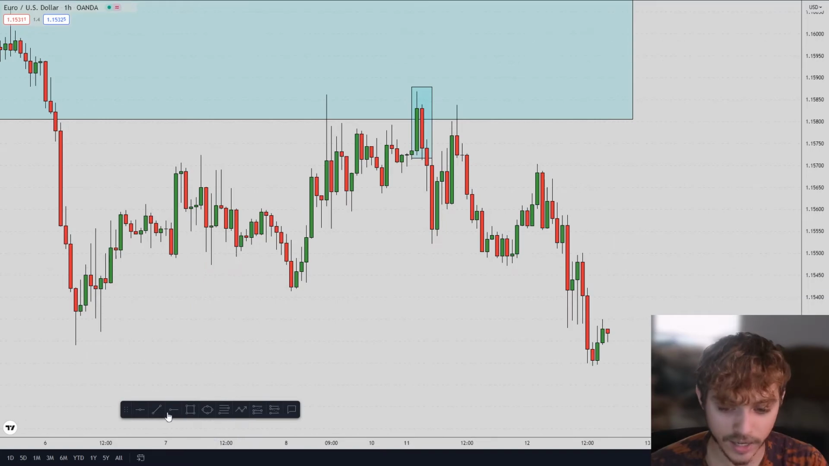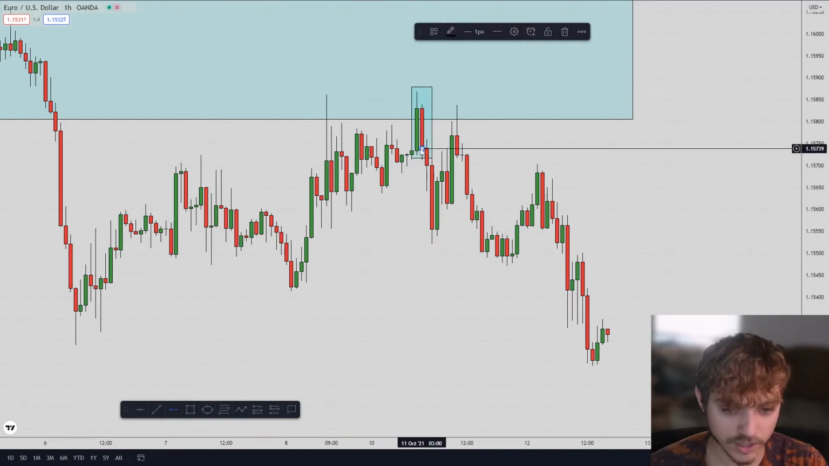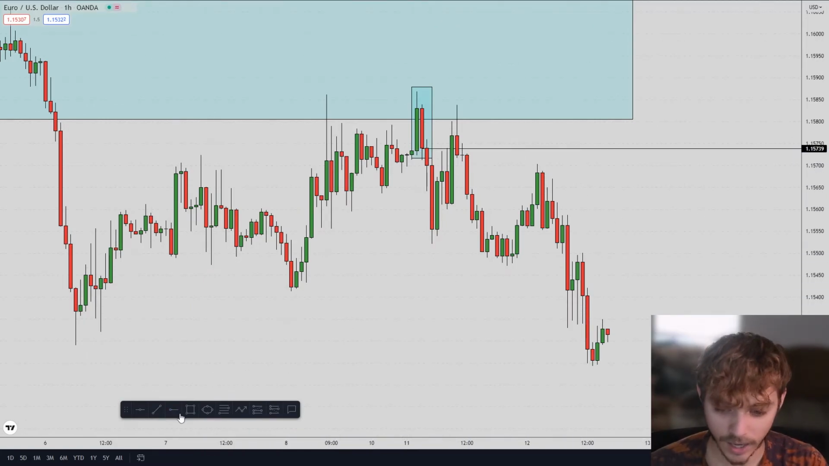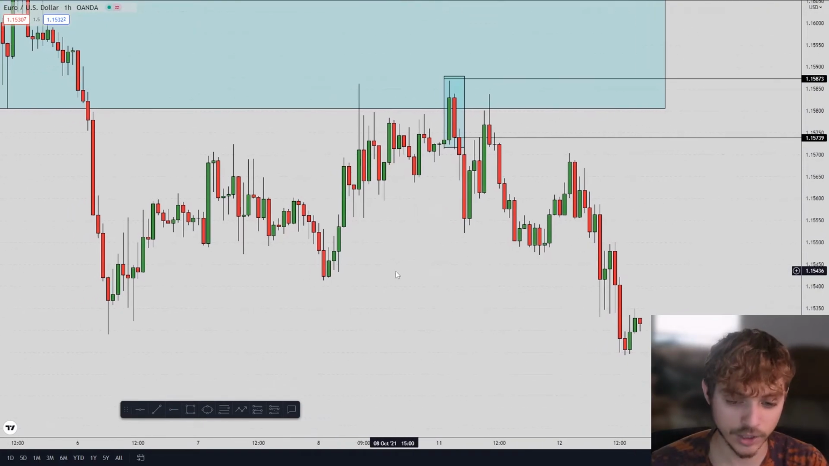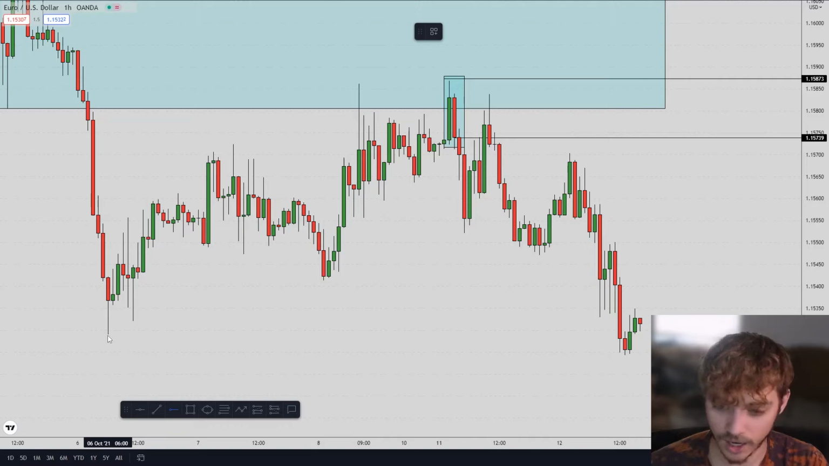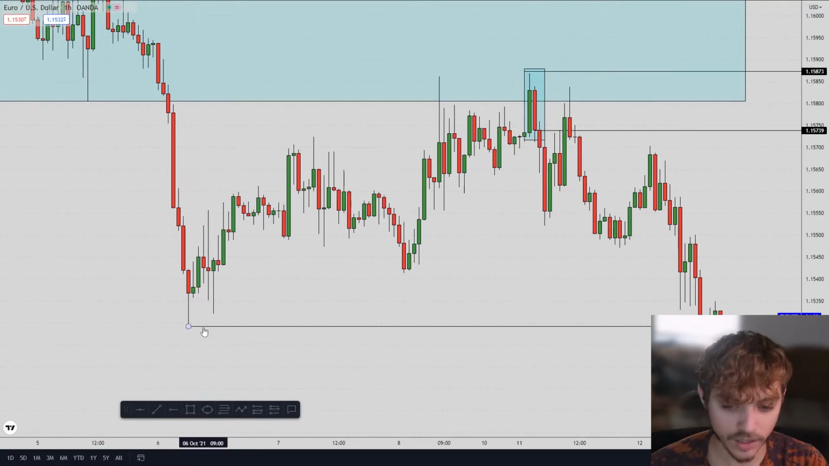So I went ahead and got in at the close of this reversal candle pattern, and I placed my stop loss above it because at that point I was really confident that price was ready to take off, which it did, and my take profit was right here.